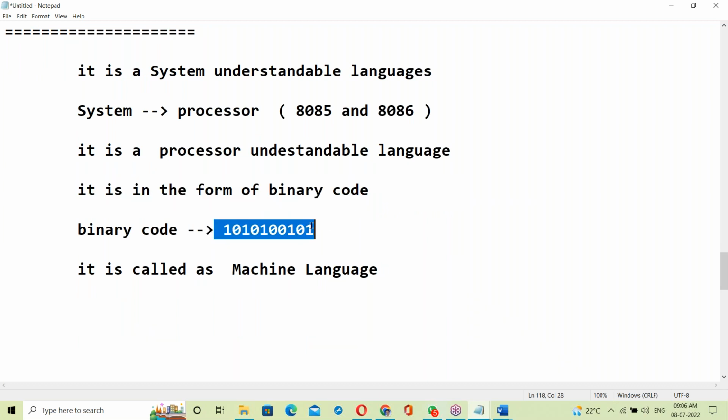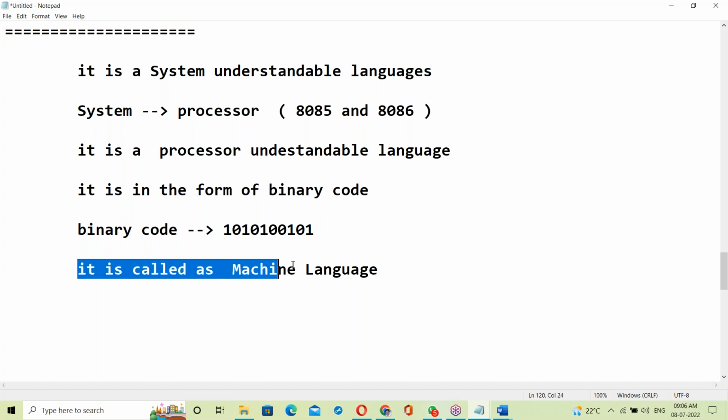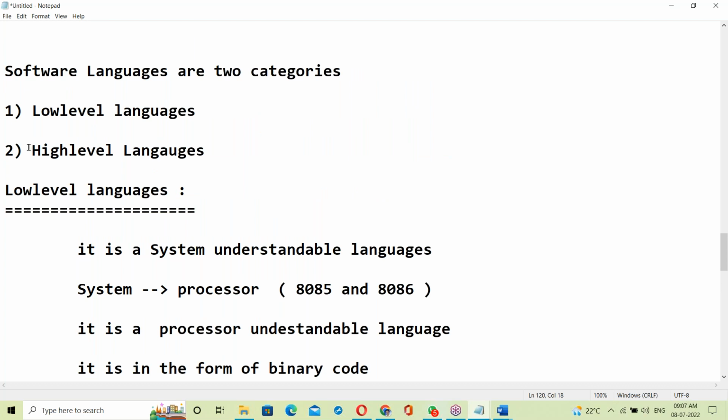See, once you enter into Java, I'll explain very clearly how that binary code is generated. Yes, we'll discuss it in Java. Okay. It is called machine language. Machine means computer, processor. Machine means processor. So that's about low level language.